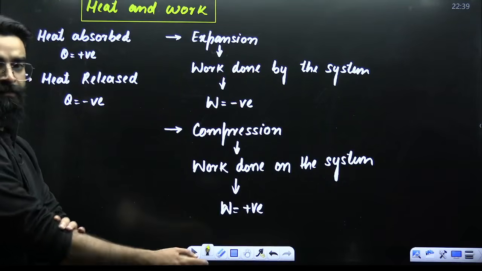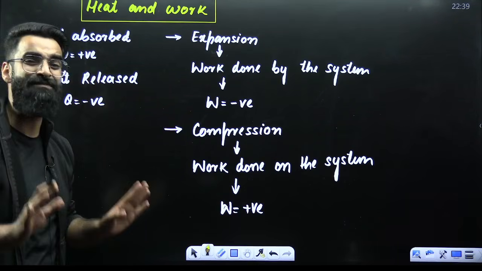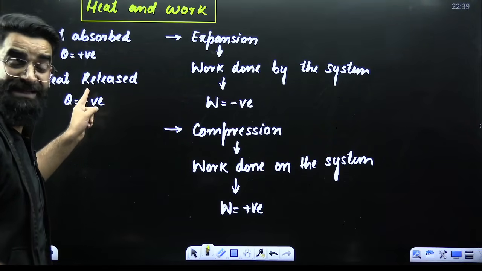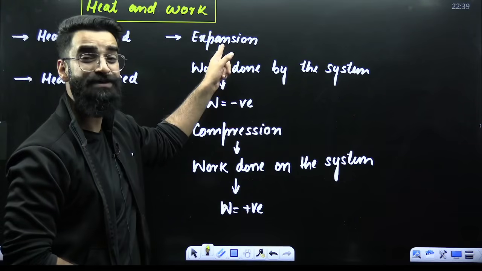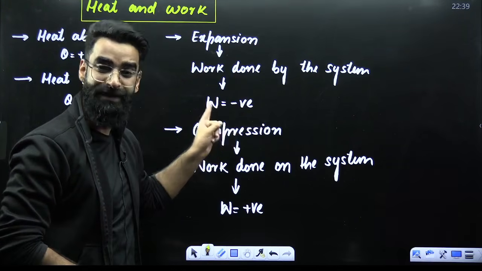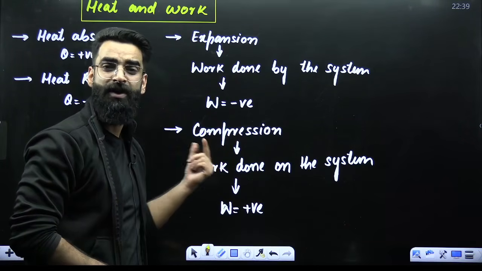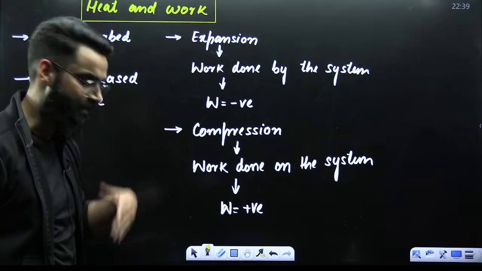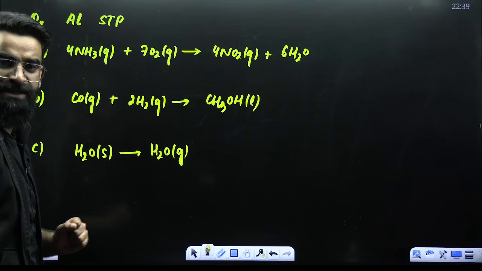Before showing you that question, you should know, first of all, whenever heat is absorbed by the system, Q value is taken to be positive. Whenever heat is released by the system, Q value is taken to be negative. Whenever system undergoes expansion, work is done by the system and W value is taken to be negative. And whenever a system undergoes compression, work is done on the system and W value is taken to be positive. Based on this particular thing, we can solve these basic questions.